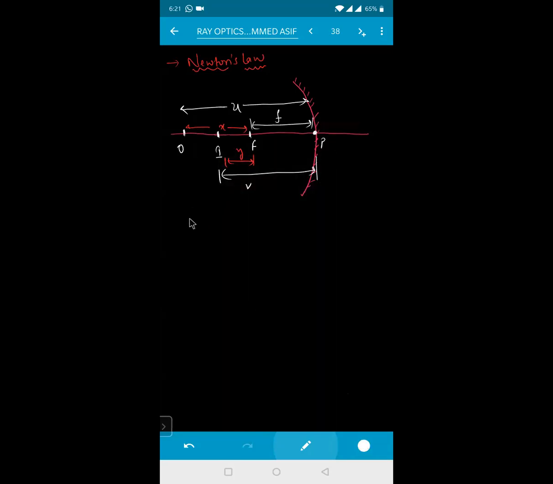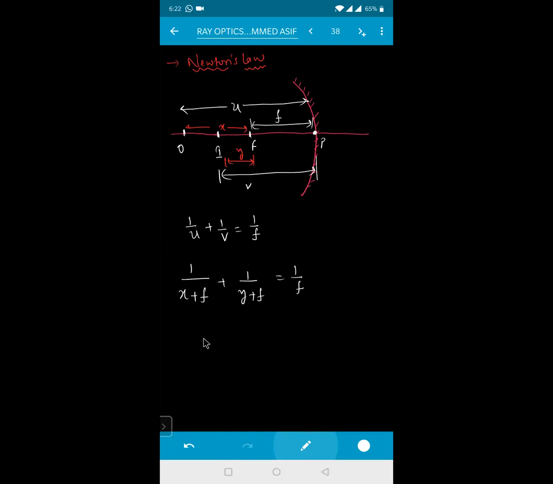I hope everyone remembered it. 1 by u plus 1 by v is equal to 1 by f. So the object distance will be equal to how much? What is the object distance? x plus f, can I write? Yes. So this becomes x plus f, and the image distance can be written as y plus f, that is equal to 1 by f.